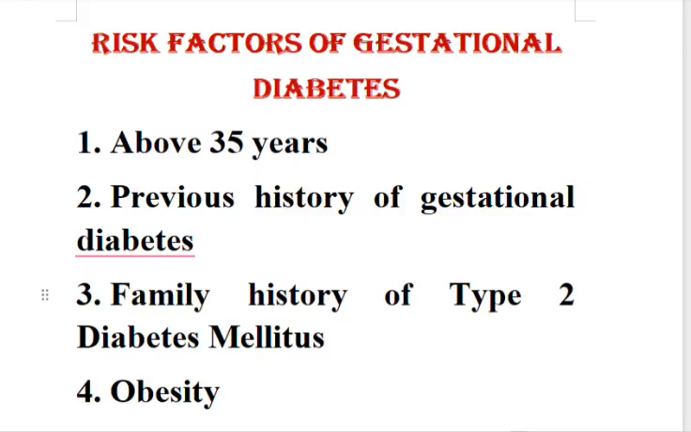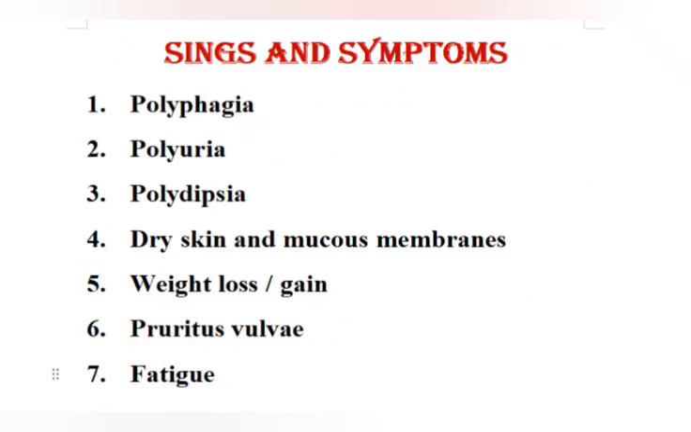The other thing is obesity. Those who are obese, their cells become a bit insensitive, a bit resistant to insulin. So obesity is just one of those risk factors for gestational diabetes. Okay. Then away from the risk factors, let's now discuss some of the signs and symptoms. The signs and symptoms of gestational diabetes are just like those of other forms of diabetes, type 1 and type 2.